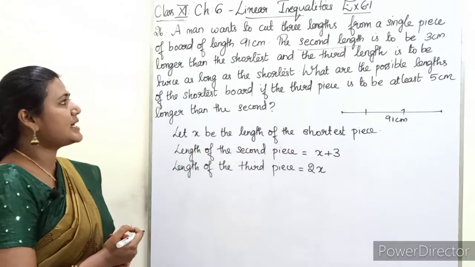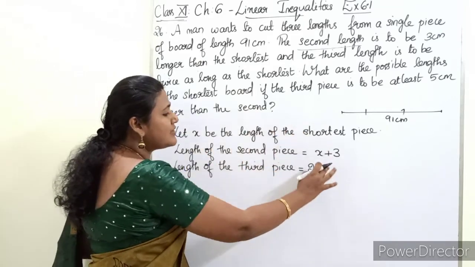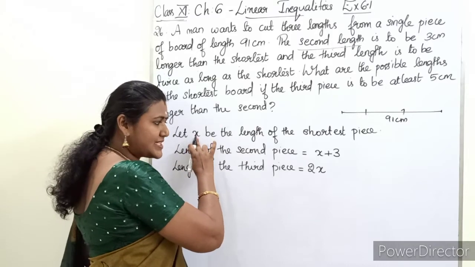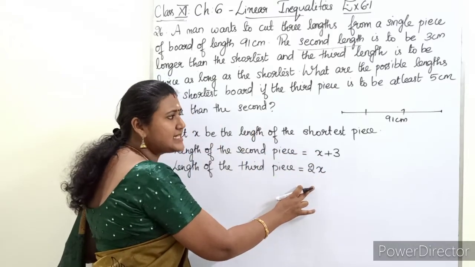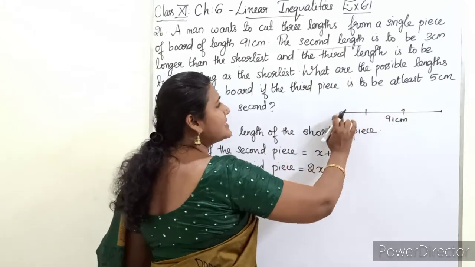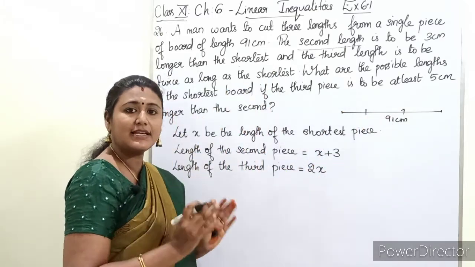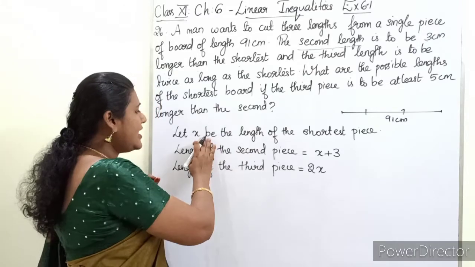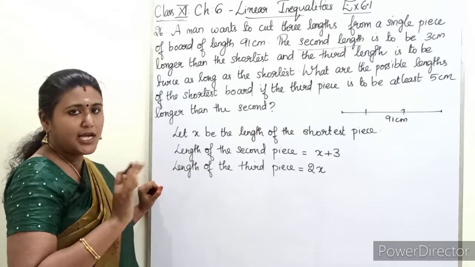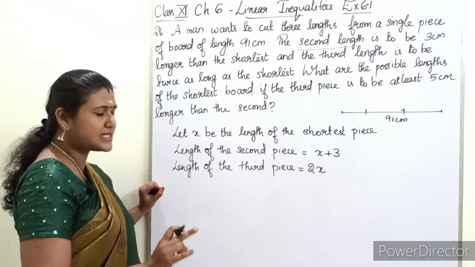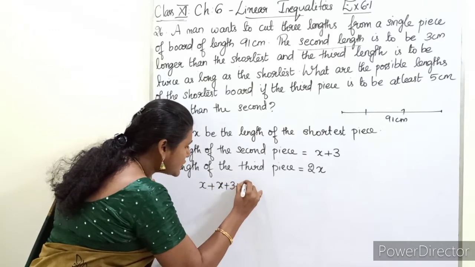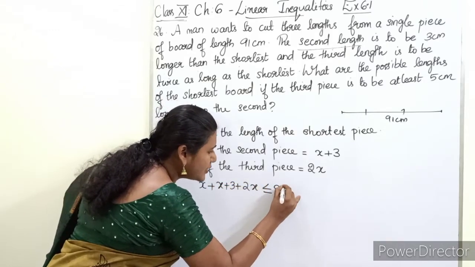Now the first condition is the total of these 3 pieces. If we add the lengths of the first, second and third pieces, it should be less than or equal to 91, because the single piece is of length 91 centimeters. So anyway the sum of these 3 pieces will be less than or equal to 91. So x plus x plus 3 plus 2x is less than or equal to 91.